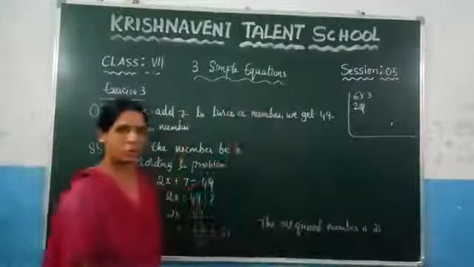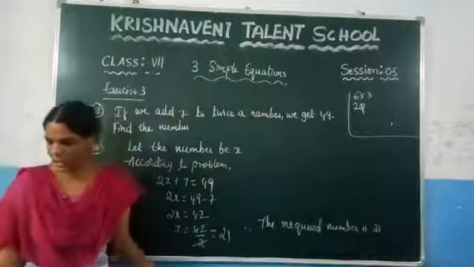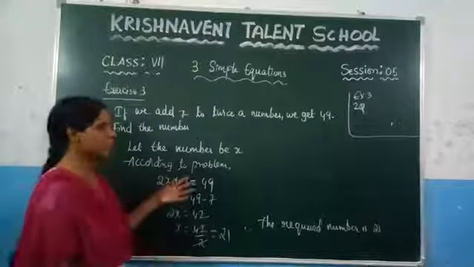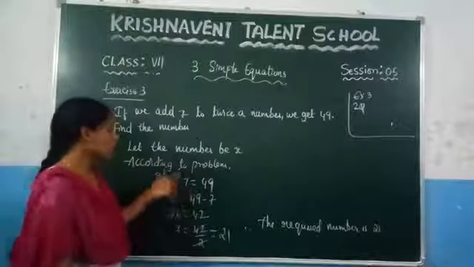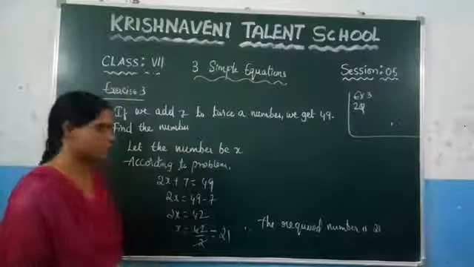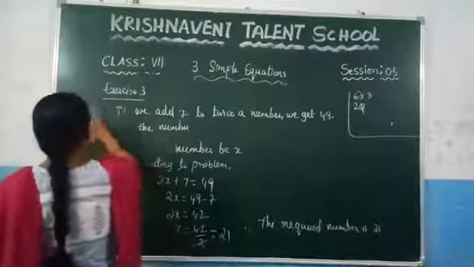Okay. Like this you need to solve the question. If in the question they ask to find the number, since we don't know that number, let us consider that number as some variable. So based on that variable, you can create one equation based on that question. Now see the next question here.